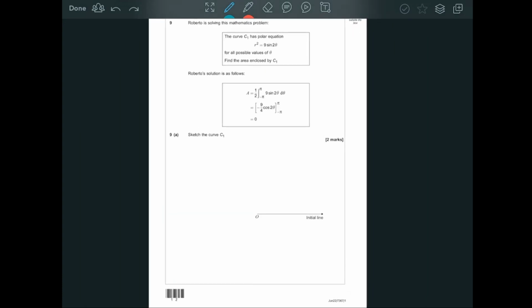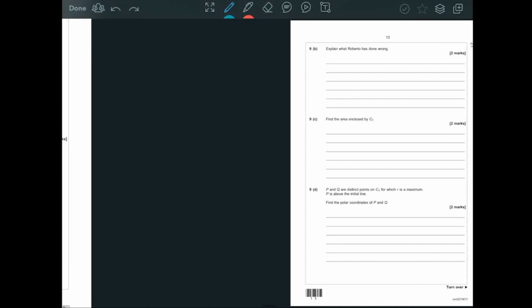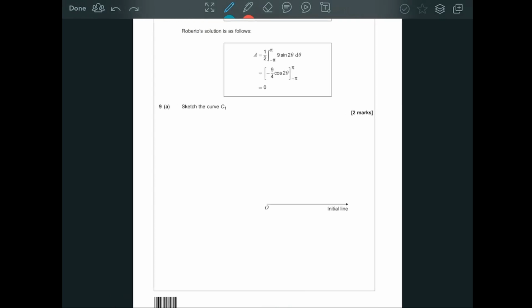Roberto is solving this maths problem. We have a polar curve for all possible values of theta. Find the area enclosed by C1. He's integrated r d theta, or r squared d theta, and got an answer of 0. Okay, so it looks like later part of the question we're going to explain what he does wrong. But first, we want to sketch the curve.